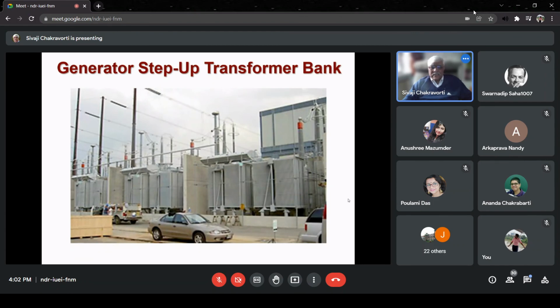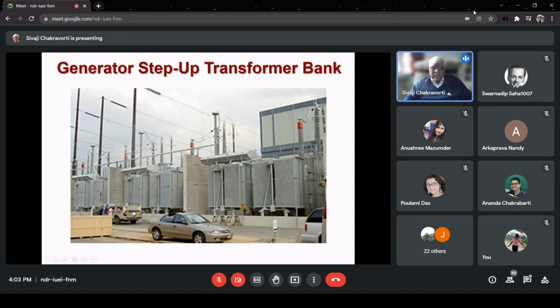But then the Kudankulam nuclear power plant that we have, there we have one generator generating 1 gigawatt. One generator generating a gigawatt. Can you imagine that? This is very difficult to imagine, but then that power has to be transmitted. So that 1 gigawatt or let's say 660 megawatt is coming to this transformer bank.